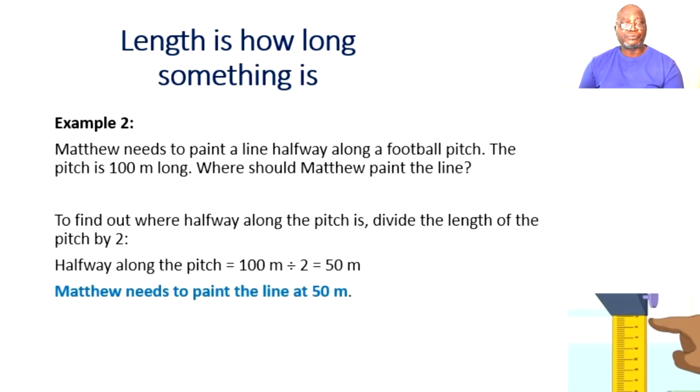Let's look at example 2. Matthew needs to paint a line halfway along the football pitch. The pitch is 100 meters long. Where should Matthew paint the line? To find out where halfway along the pitch is, divide the length of the pitch by 2. That would be 100 meters divided by 2, which is equal to 50 meters. So Matthew needs to paint the line at 50 meters. Where he should start or stop is up to the instruction he's been given.